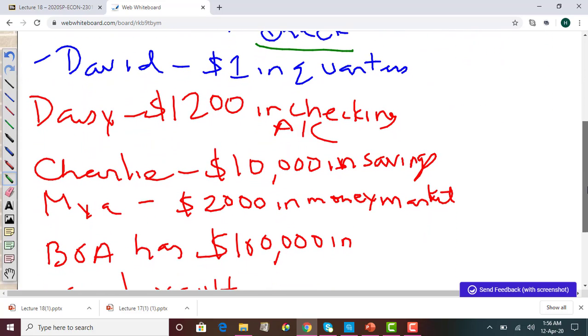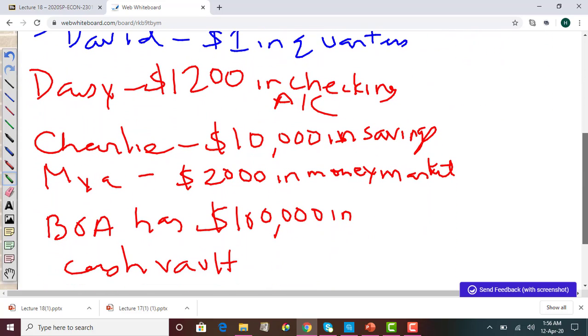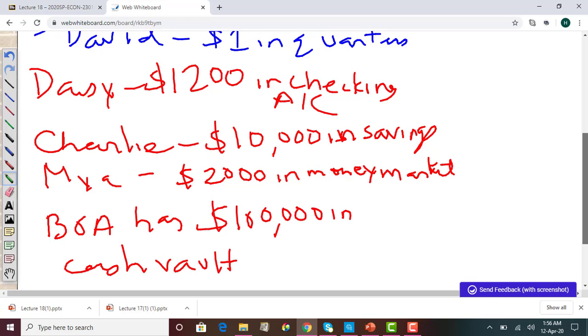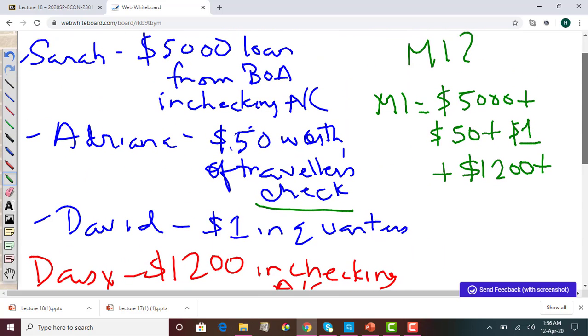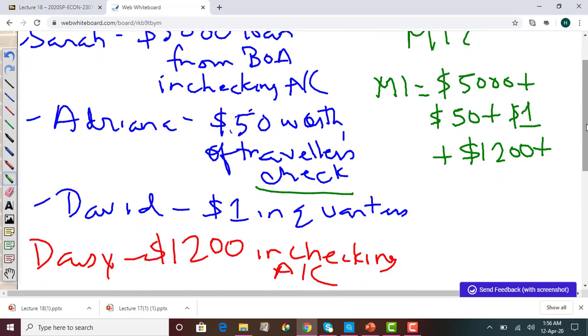And then finally, Bank of America has 100,000 in cash in their vault. Now again, remember, we do not include the cash in vault held by banks in the calculation of money supply. So this whole thing will not be included in either M1 or M2. So we will just ignore it. So that's all for M1.